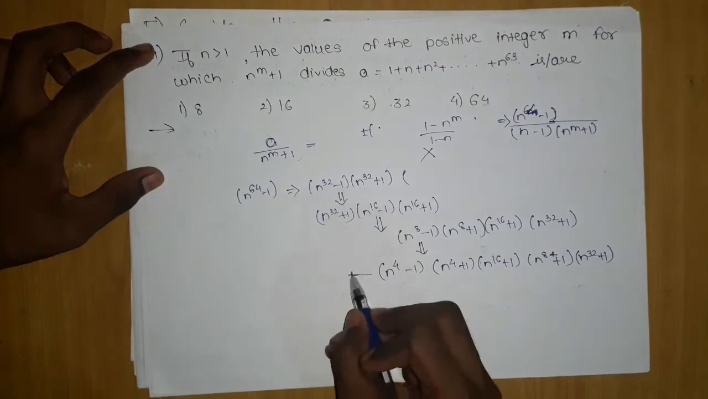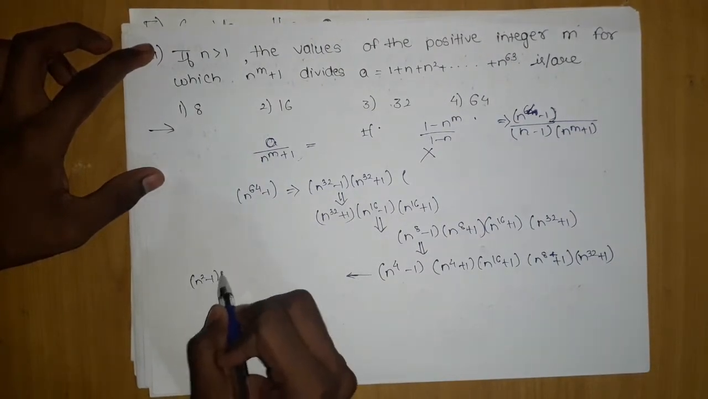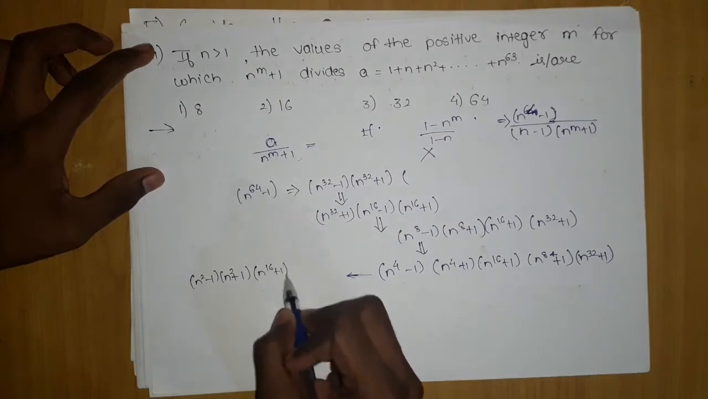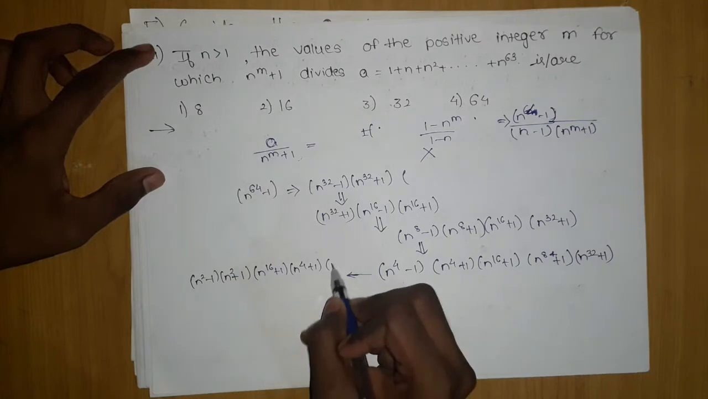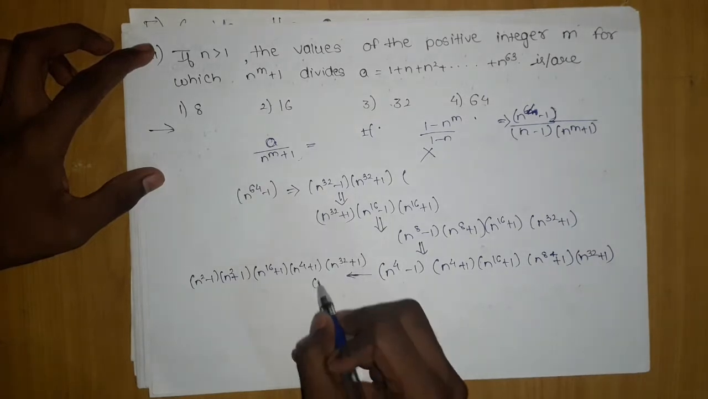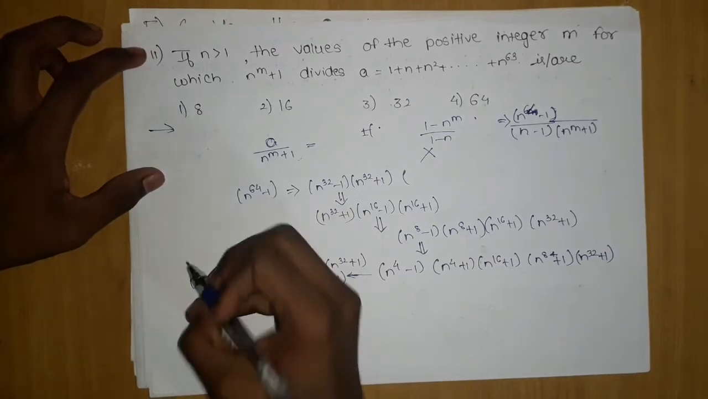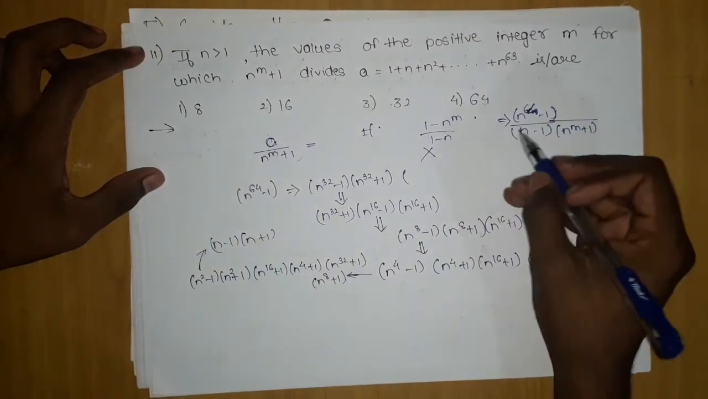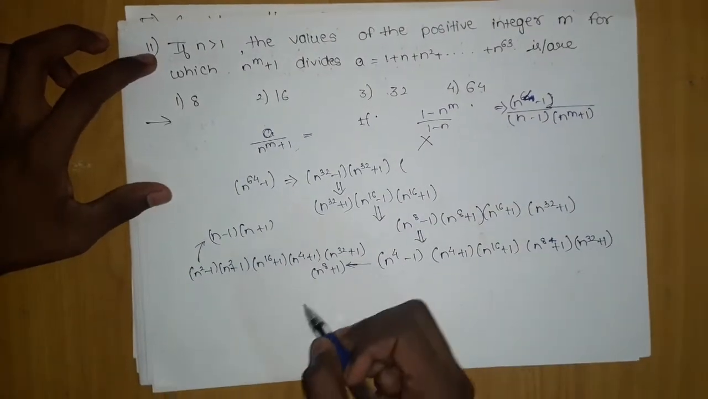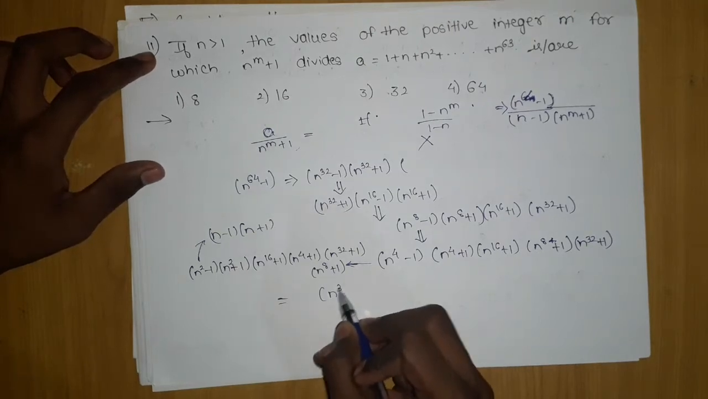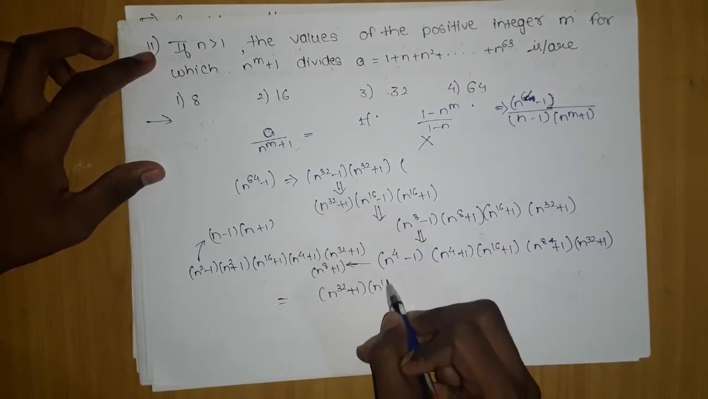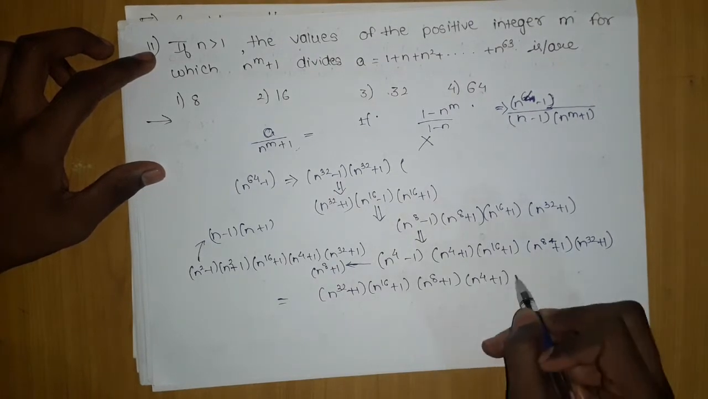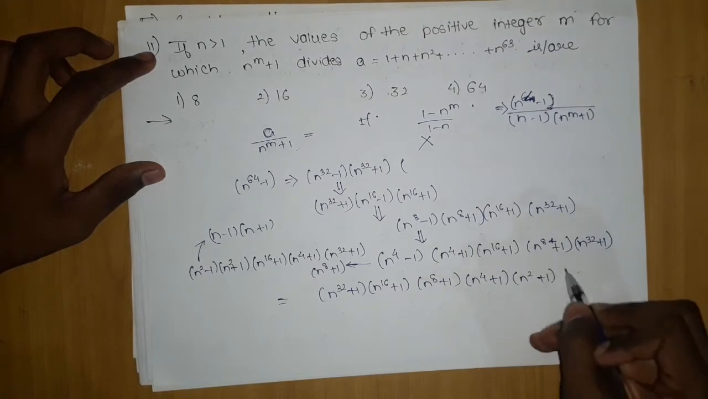And then again we can divide this as n power 2 minus 1, n power 2 plus 1 into n power 4 plus 1, n power 16 plus 1, n power 32 plus 1. I'm writing it again so you can understand what is happening. And this can lastly break into n minus 1 into n plus 1. But wait a minute, n minus 1 is in the denominator, so now you will understand what is actually happening. I will break it into n power 32 plus 1 into n power 16 plus 1 into n power 8 plus 1 into n power 4 plus 1 into n power 2 plus 1 and finally n plus 1.